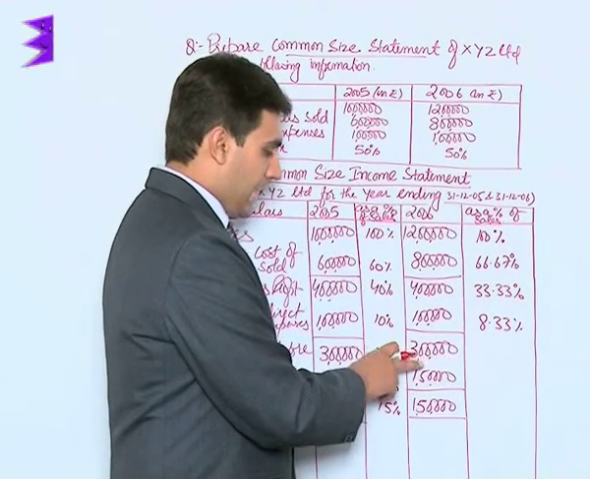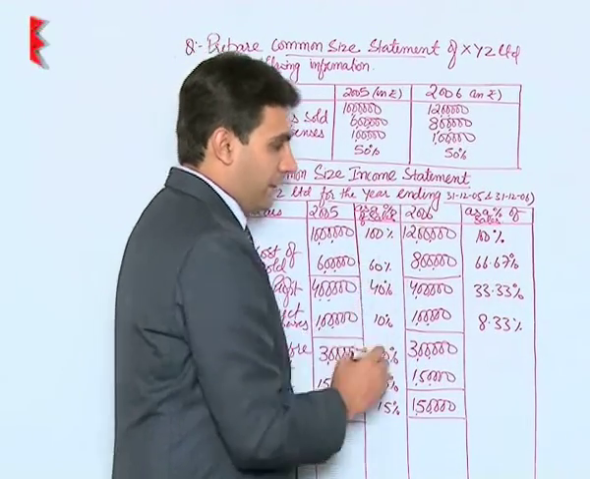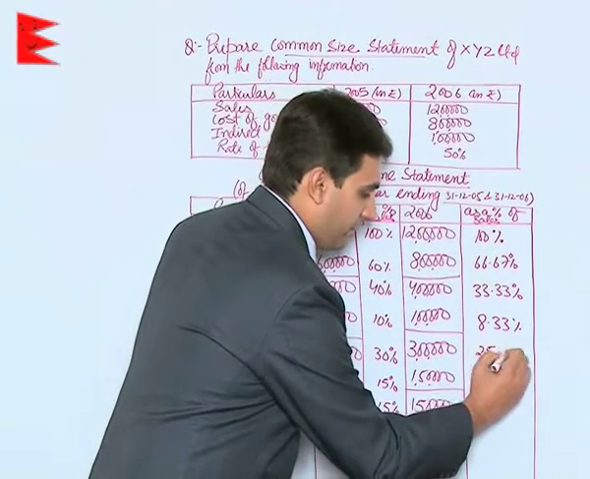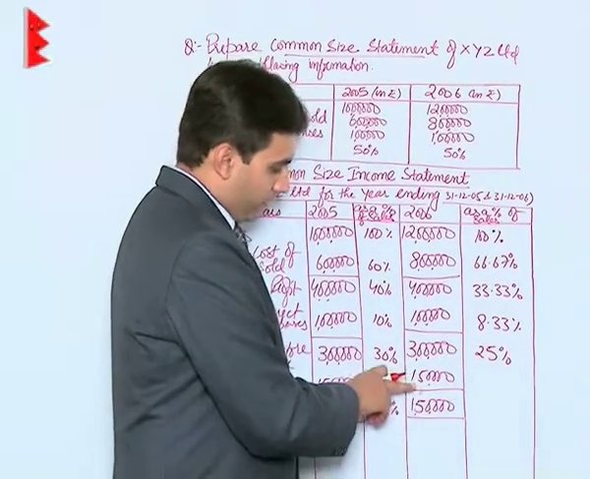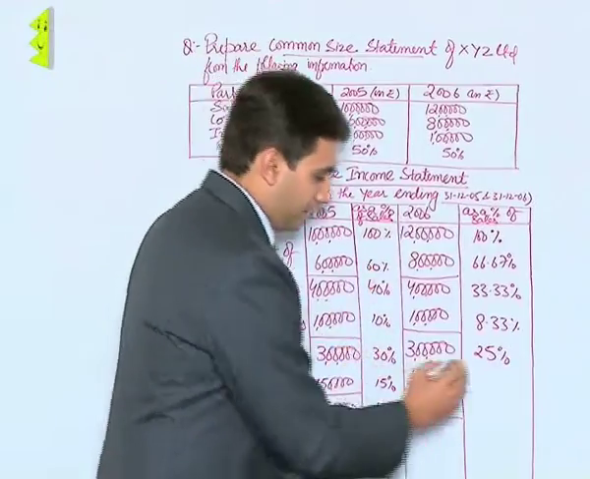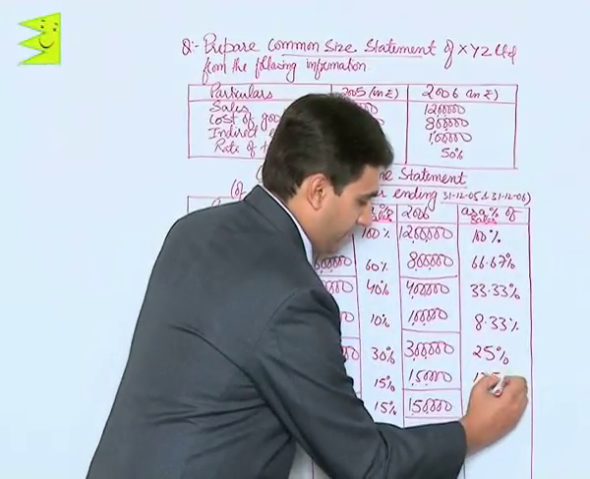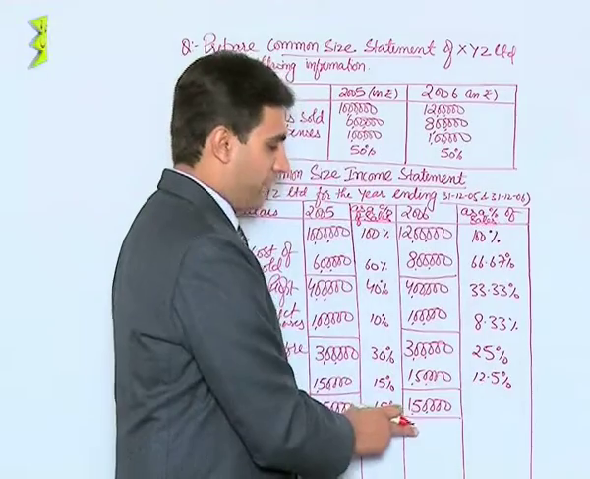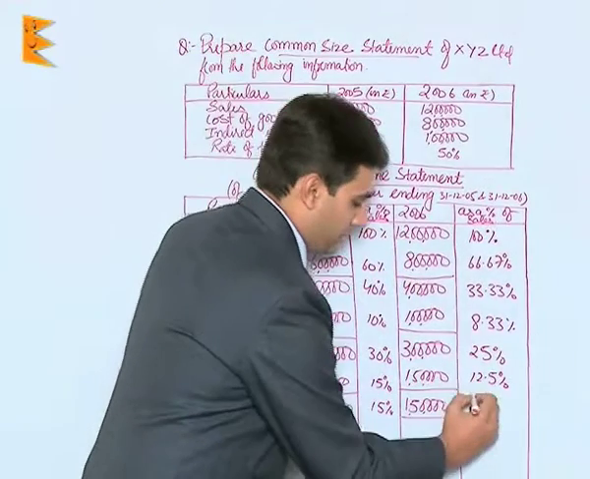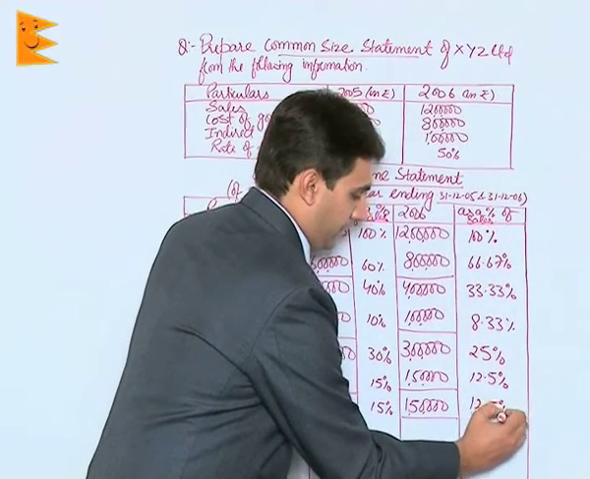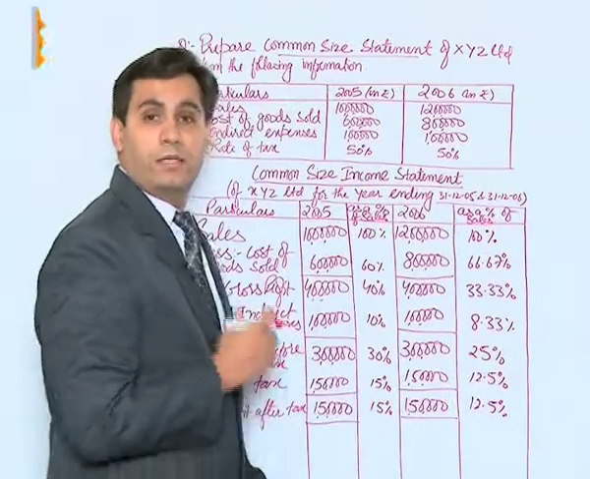Then 3 lakh upon 12 lakh, which gives us 25%. Then 1,50,000 upon 12 lakh, that is 12.5%. And lastly 1,50,000 upon 12 lakh, that is 12.5%. So this is the way we calculate percentages.